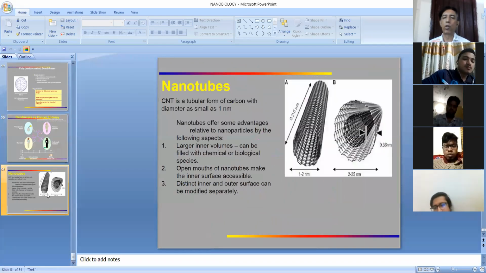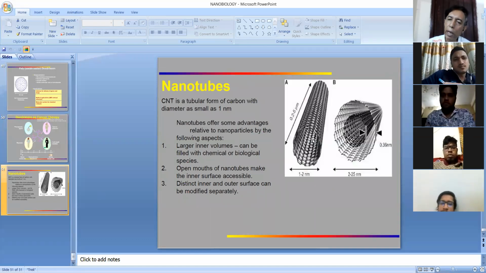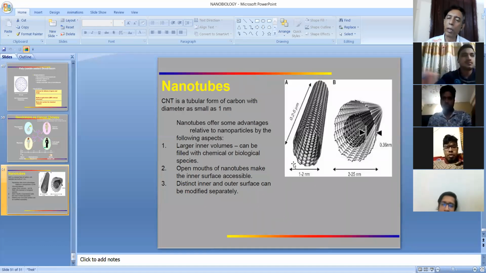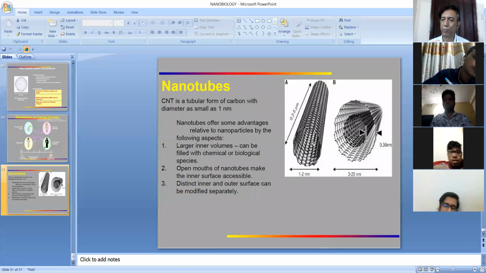And the last one is nanotube. You know what a nanotube is? That is the carbon nanotube. You can insert medicines inside the carbon nanotube. You see there is a big hole here, and you can insert the medicine inside, and this carbon nanotube can carry the medicine to deliver to specific portions.